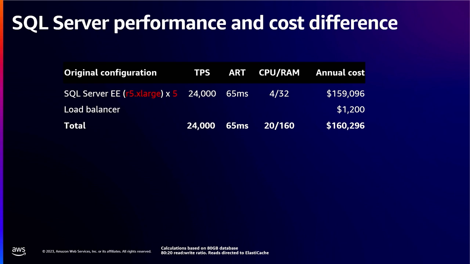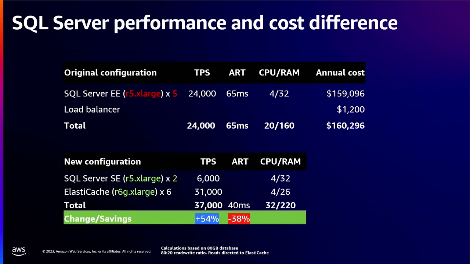In this case, we tested this in our lab. If you set this up for your SQL Server, we got fairly good performance. We got 24,000 transactions per second, or TPS, from this configuration. This was for a workload that had 80% reads and 20% writes. The combined average response time of reads and writes was 65 milliseconds, and the cost was about $160,000. So now let's look at the new architecture.